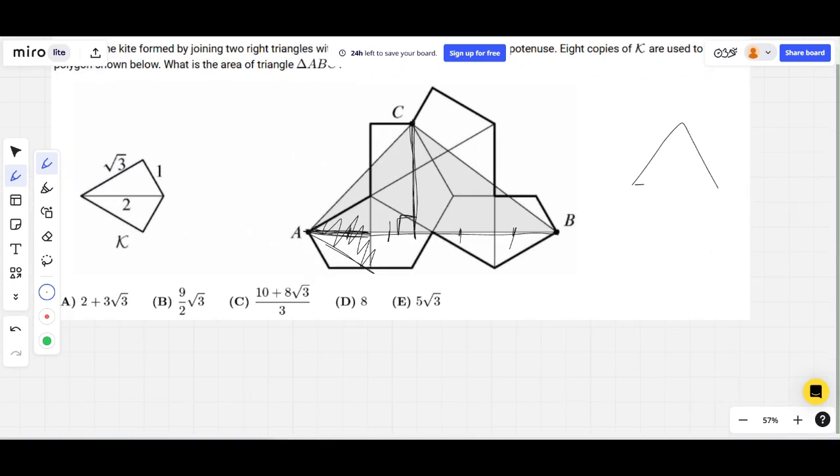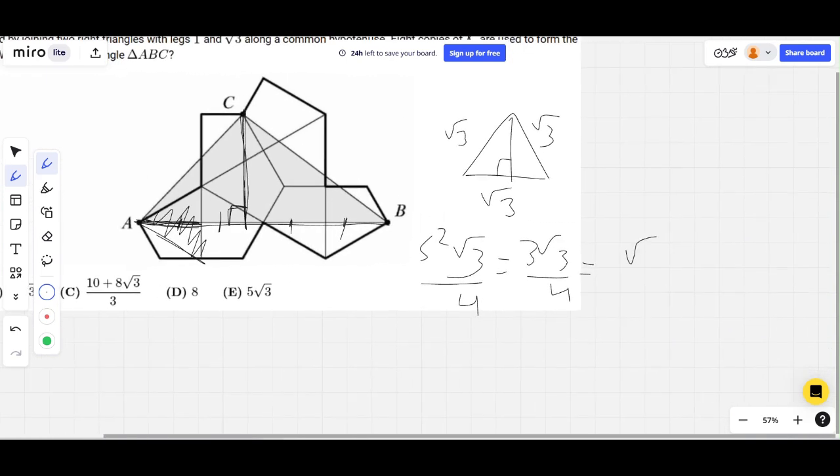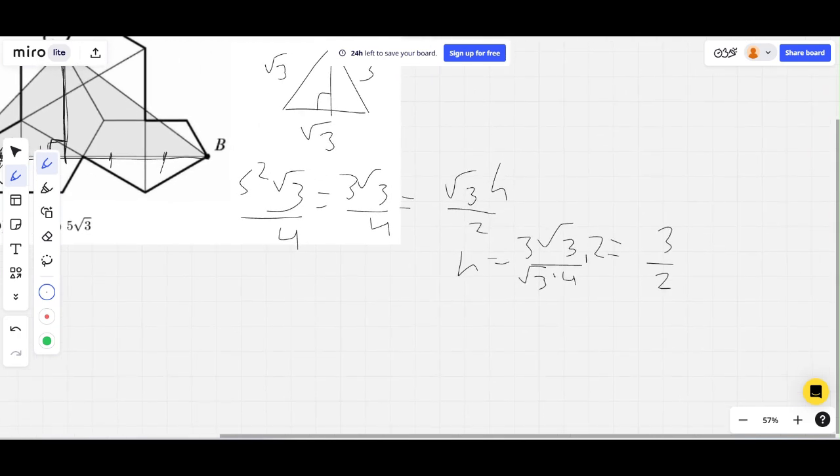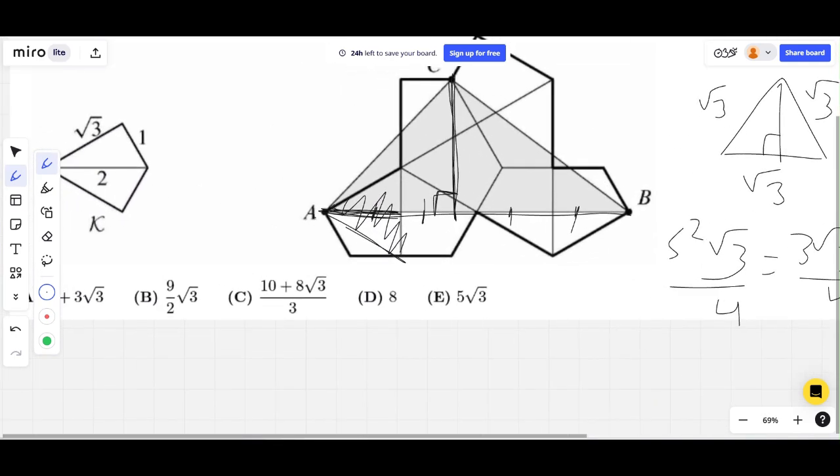Because the side length of the equilateral triangle is root 3, and so we just want to find the height. The area of the equilateral triangle is s squared root 3 over 4, which equals 3 root 3 over 4. And this is equal to root 3 h over 2. And so h is equal to 3 root 3 over root 3 times 2 over root 3 times 4 times 2, which equals 3 halves, right? So that's the length of one of these, right?